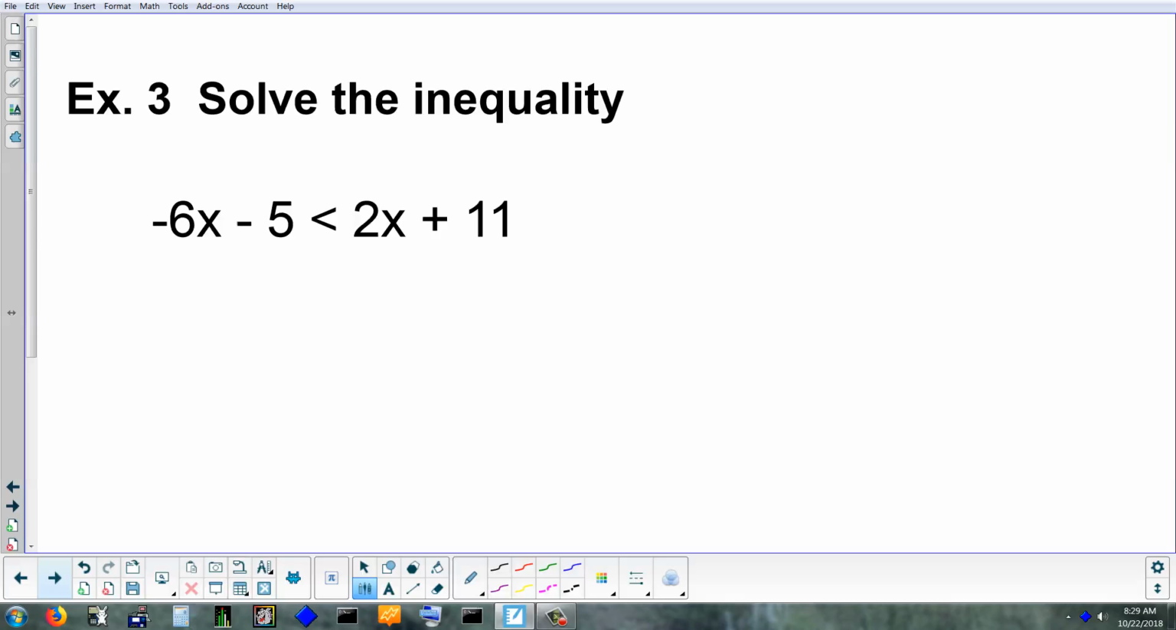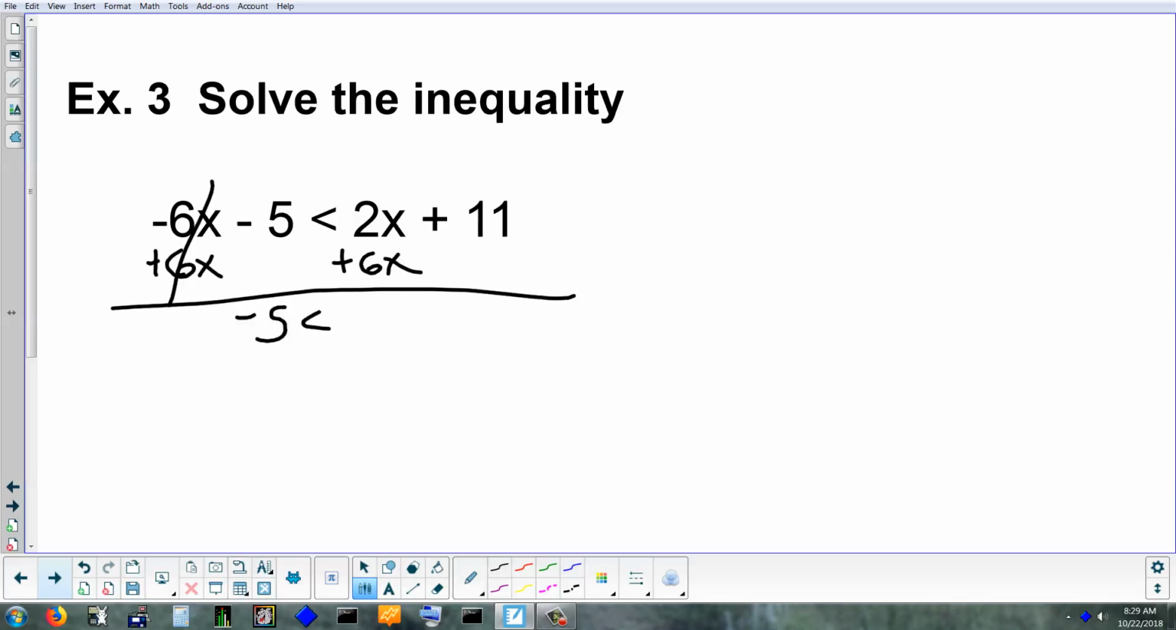How do I move it? Plus 6 on both sides. Oh, 6x. Plus 6x on both sides, right? All that's happening here is this cancels out. Everything I don't use, I'm just going to bring down. I'm going to bring the negative 5 down, my sign down. I'm going to get 8x plus 11. Just going to bring everything down.